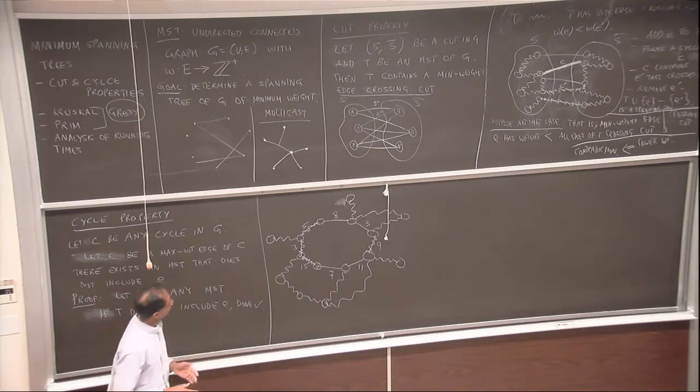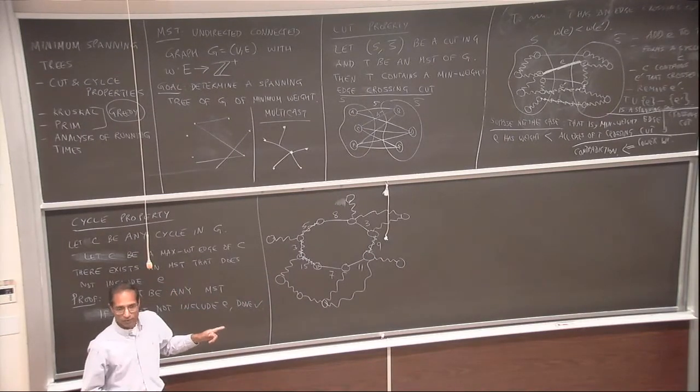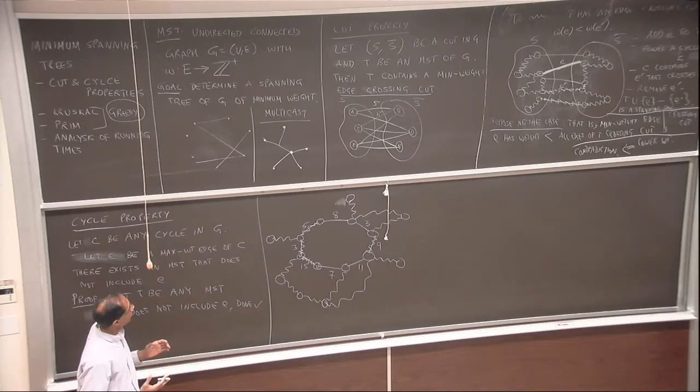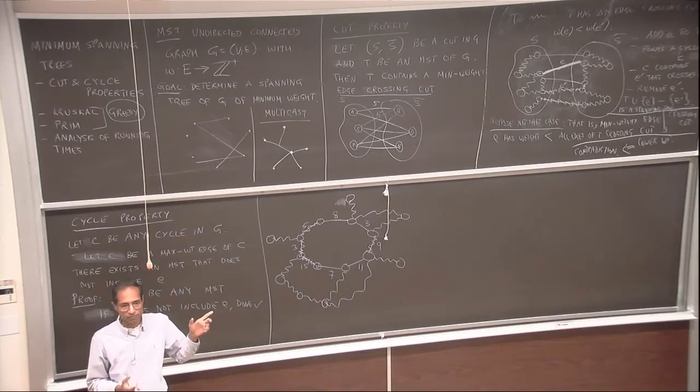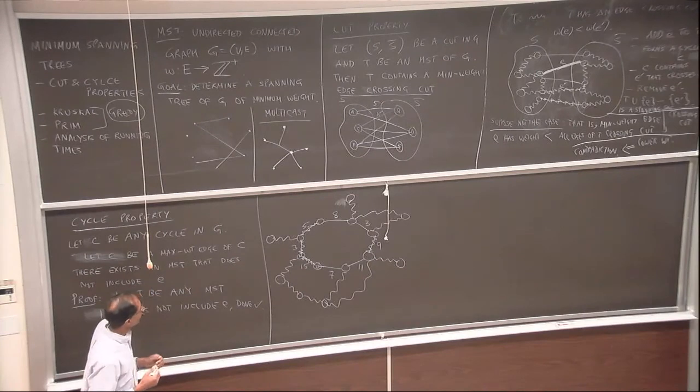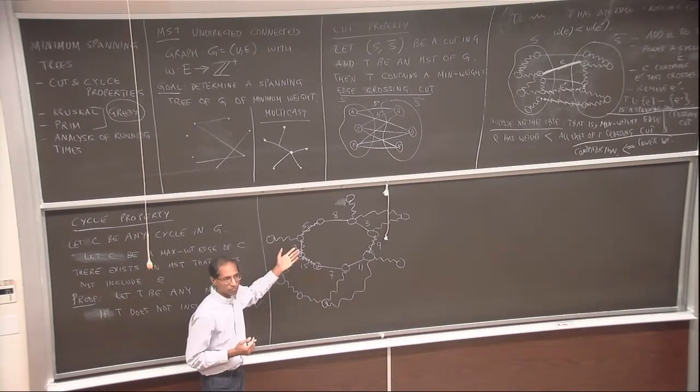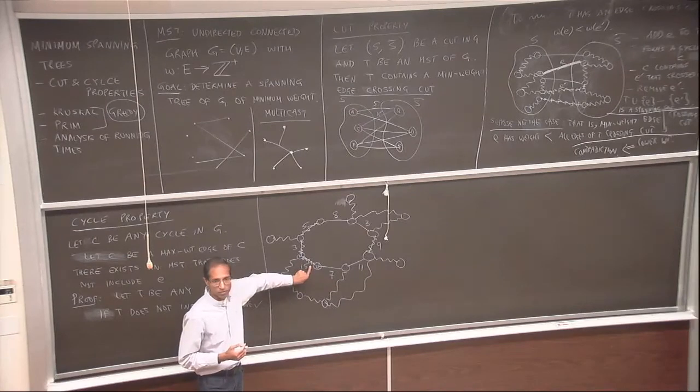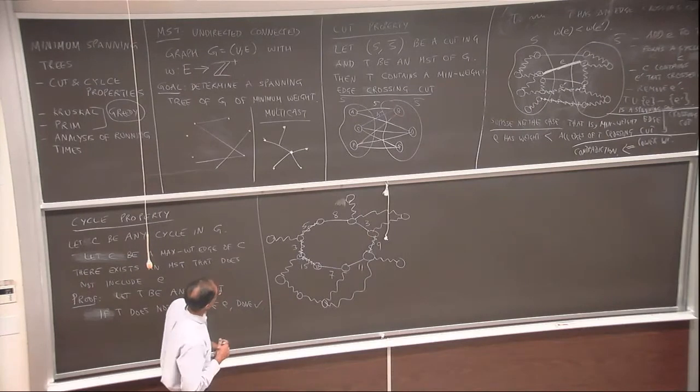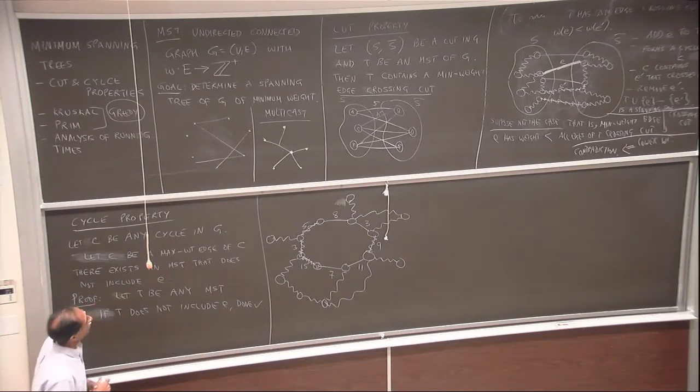So all the squiggly edges again are the minimum spanning tree edges. So of course it cannot include all the edges of the cycle. Do we see that? Because then it will have a cycle, and a minimum spanning tree has no cycles. But it could include some of them. It certainly includes this particular one, right? Is this a spanning tree? Is everybody connected? Yeah. Okay.